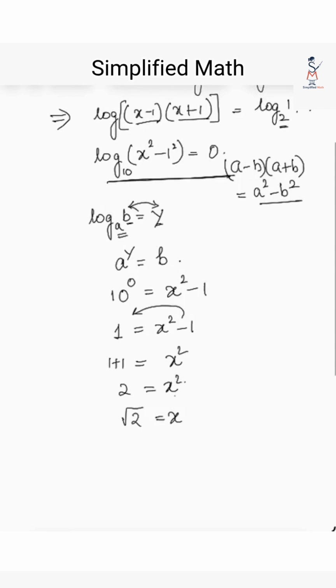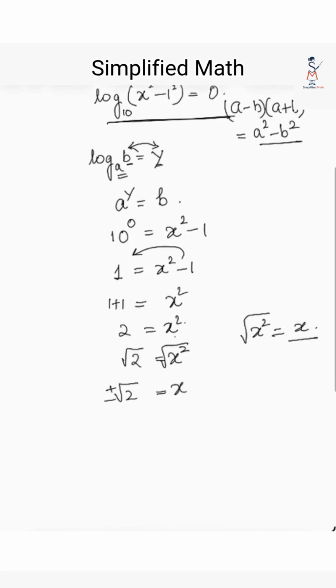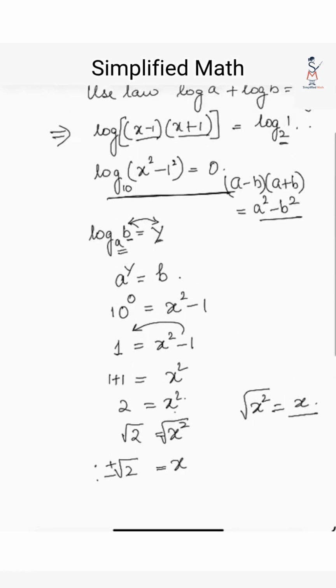So when we take the square root of x², it is x. This side will become root 2, plus minus root 2. The value of x has become plus minus root 2. Now what do we have to take, plus root 2 or minus root 2 or both? That depends on my log.